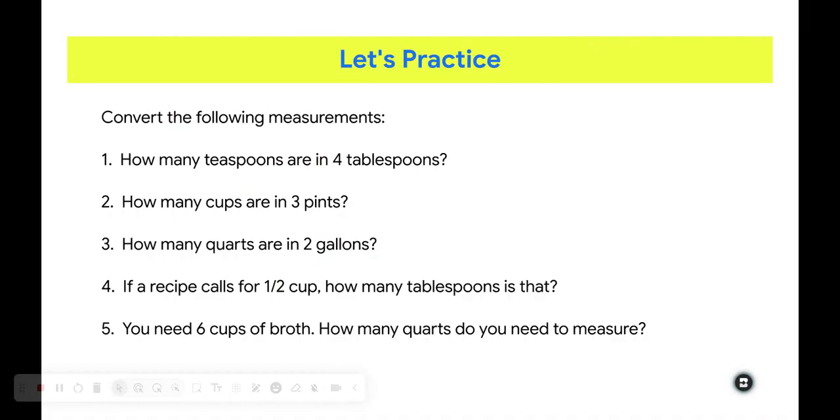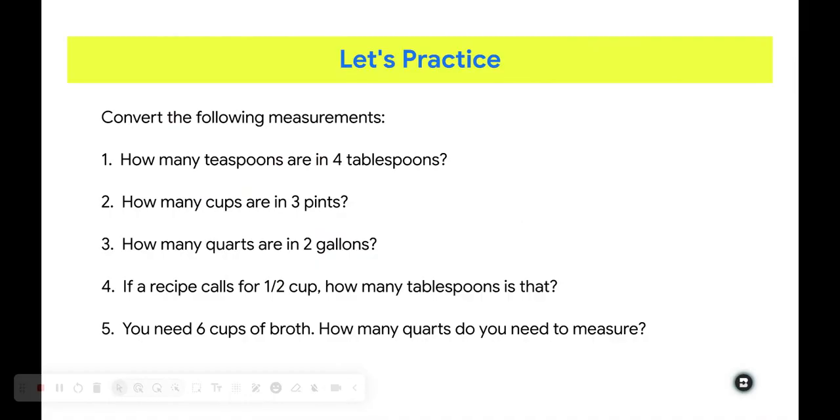There are 16 cups in 1 gallon, 2 cups in a pint, 8 tablespoons in 1 stick of butter. So when I say, how many cups is 1 stick of butter? That's going to be 1/2 of a cup. So 2 sticks is 1 cup. All right, so let's go over some of these measurements.